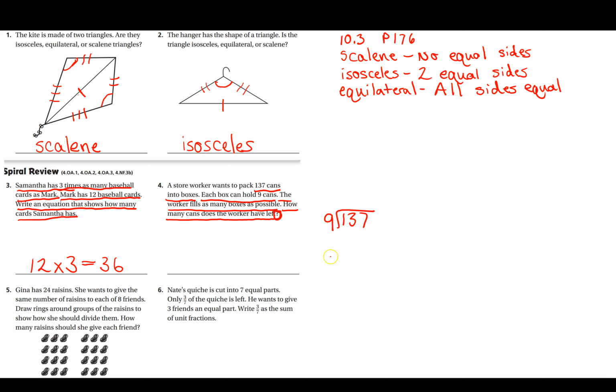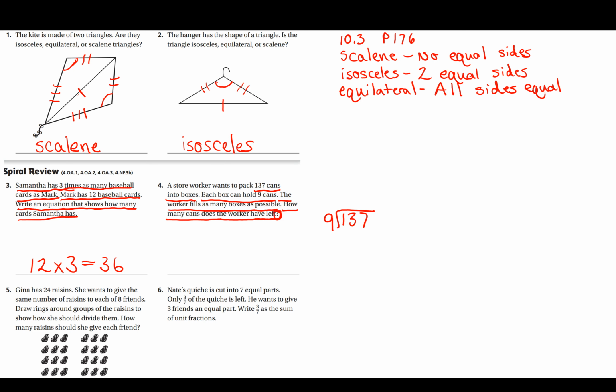And then our quotient will show us how many full boxes, and our remainder will show us how many cans are left over. Okay, another way of doing this, again, though, we could draw a picture and say, okay, there's 9 cans in that box, another box, 9 cans, another box, 9 cans, and continue going and adding as we go to get as close to 137 as we can without going over. Now you can see that would obviously take a long time to do, but it's one possibility.